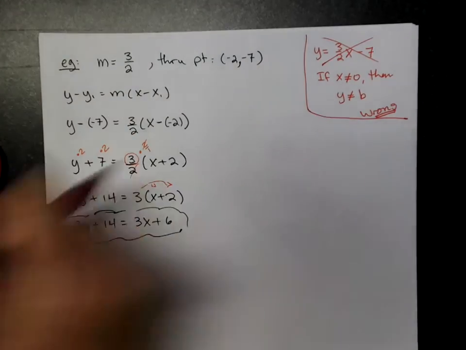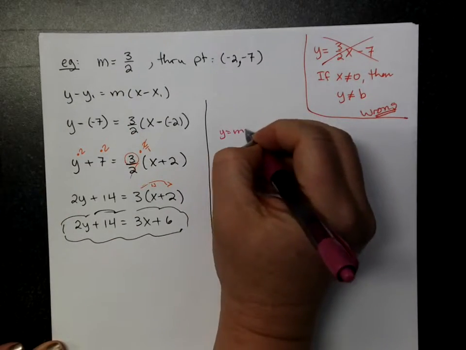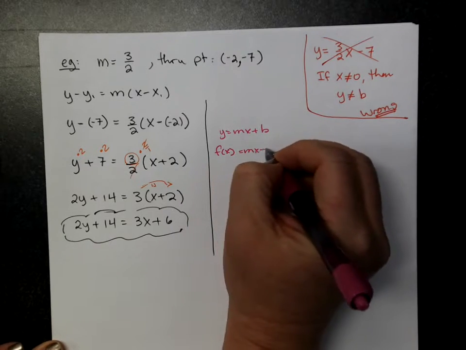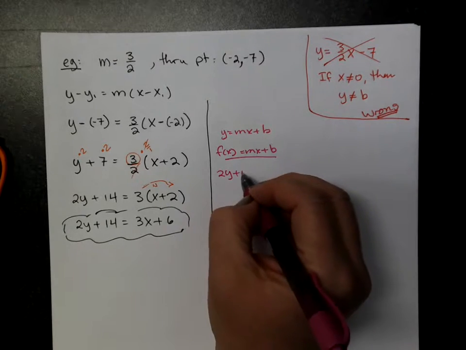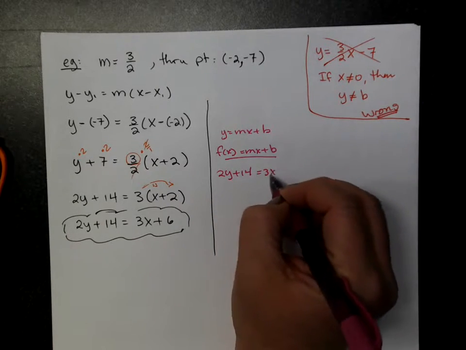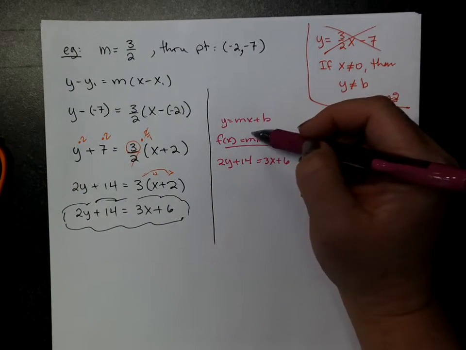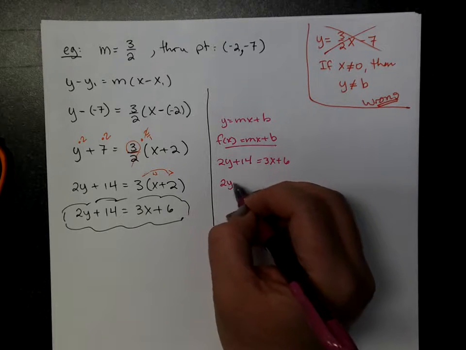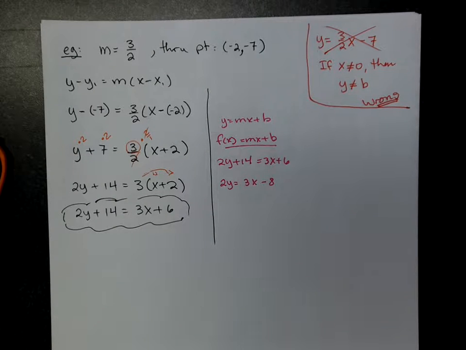Now, if I was going to ask to put it in either y equals mx plus b or function notation, then I take my 2y plus 14 equals 3x plus 6, and I solve for y. Either way, I'm solving for y first. So I do minus 14 on both sides. Okay. I'm pushing the constant over to the right.